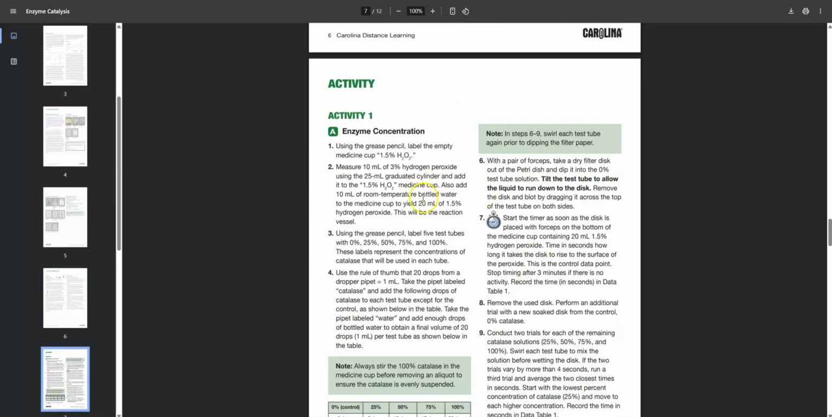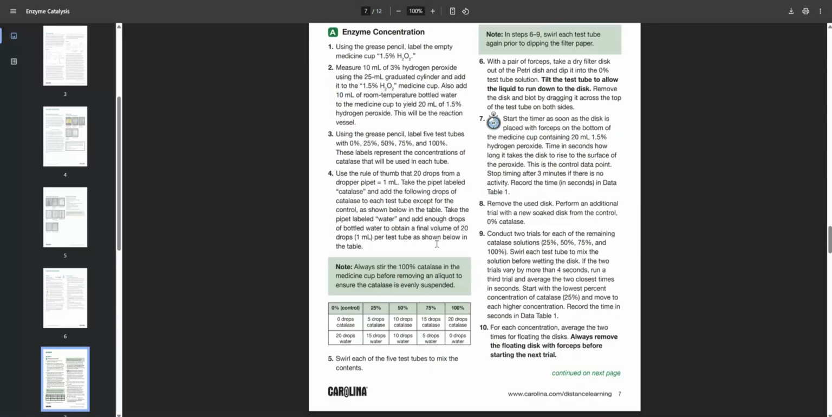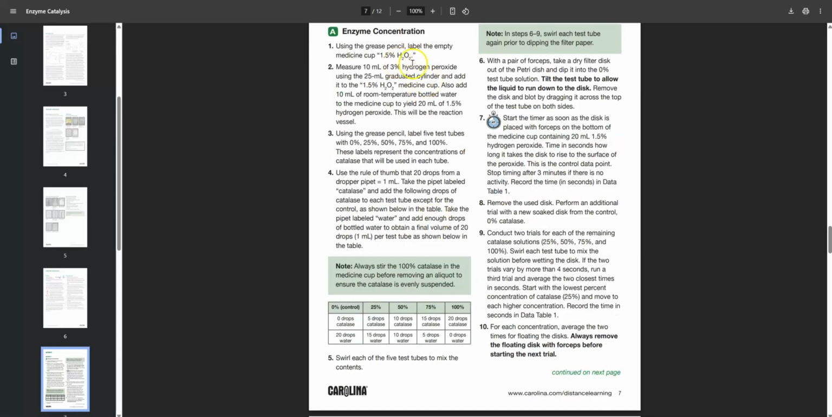In this first one, you're going to be looking at how concentrations of enzymes affect the rate of the reaction. So you're going to have the hydrogen peroxide, and you're going to be adding specific concentrations of it to the cups. And then you're going to look at how you have these filter discs, and you're going to be timing how long it takes the disc to rise to the surface of the peroxide.